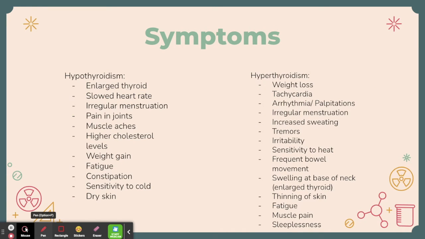So for symptoms for people with hypothyroidism, they normally have an enlarged thyroid, slowed heart rate, irregular menstruation, pain in joints, muscle aches, higher cholesterol levels, weight gain, fatigue, constipation, sensitivity to cold, and dry skin. For those with hyperthyroidism, they have weight loss, tachycardia, arrhythmia, palpitations, irregular menstruation, increased sweating, tremors, irritability, sensitivity to heat, frequent bowel movement, swelling at base of neck, which is an enlarged thyroid, thinning of skin, fatigue, muscle pain, and sleeplessness.